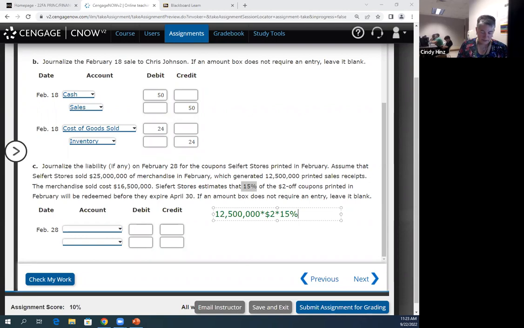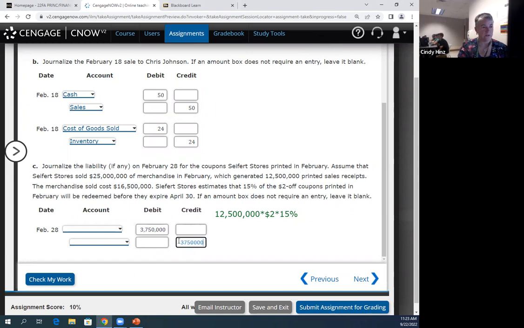12,500,000 receipts, each with a $2 off coupon. So they issued $25 million worth of coupons, and they expect 15% of them to be redeemed. That's $3,750,000. And that is a very, very large number for a company that only had $12 million in sales.